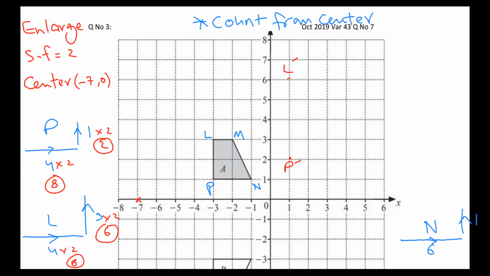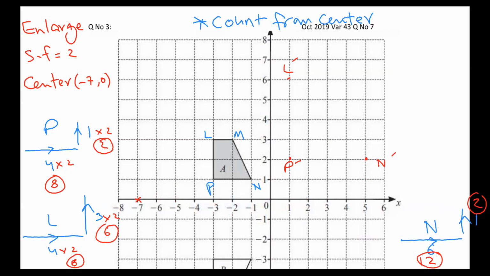And what am I getting? 6 times 2 is 12 and 1 times 2 is 2. So count from the center, 12 and 2 this way. 1, 2, 3, 4, 5, 6, 7, 8, 9, 10, 11, 12, and 2 upwards, 1 and 2. Alhamdulillah Rabbil Alameen, I mark here and I get N dash. Okay, let me erase the rest.